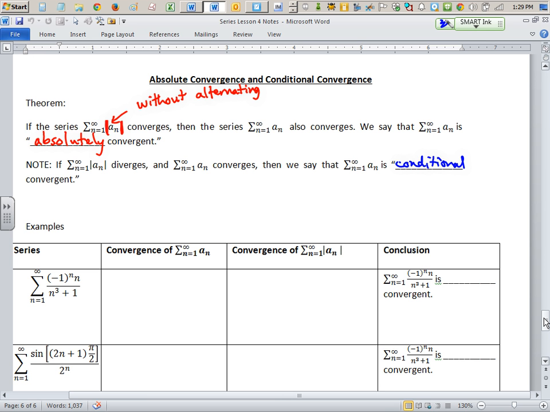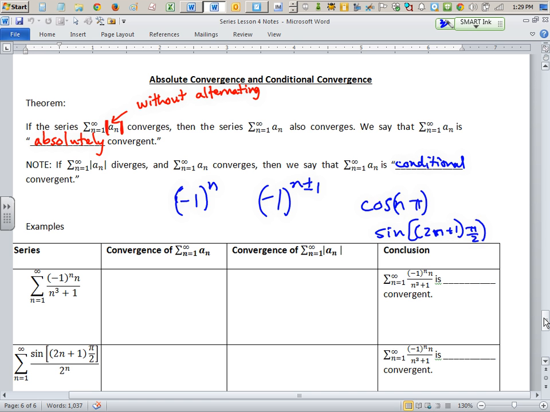Does everyone know what an alternator looks like? -1 to the n. -1 to the n plus or minus 1. Cos n pi. Sine of odd multiples of pi over 2. If you see these guys, their only job is to produce a minus-plus effect, or a plus-minus effect. Okay?